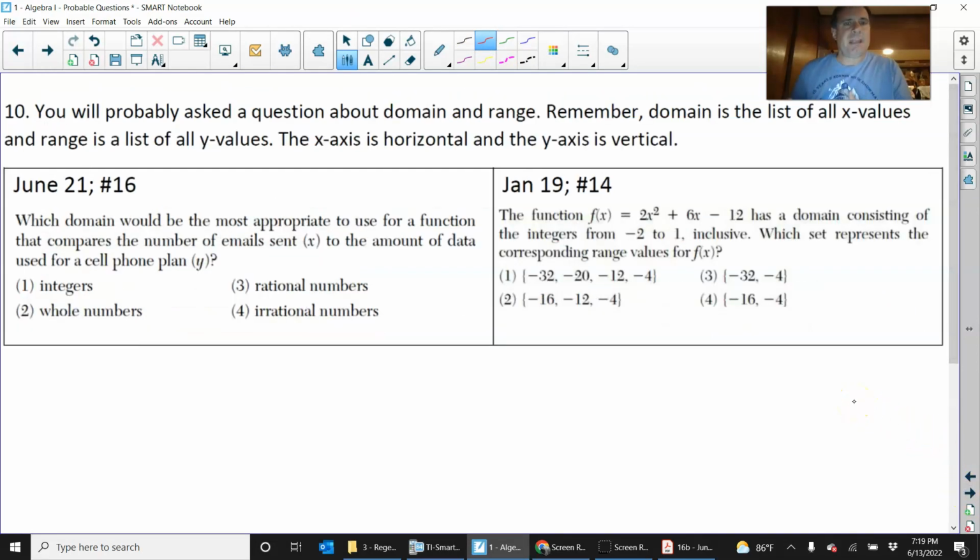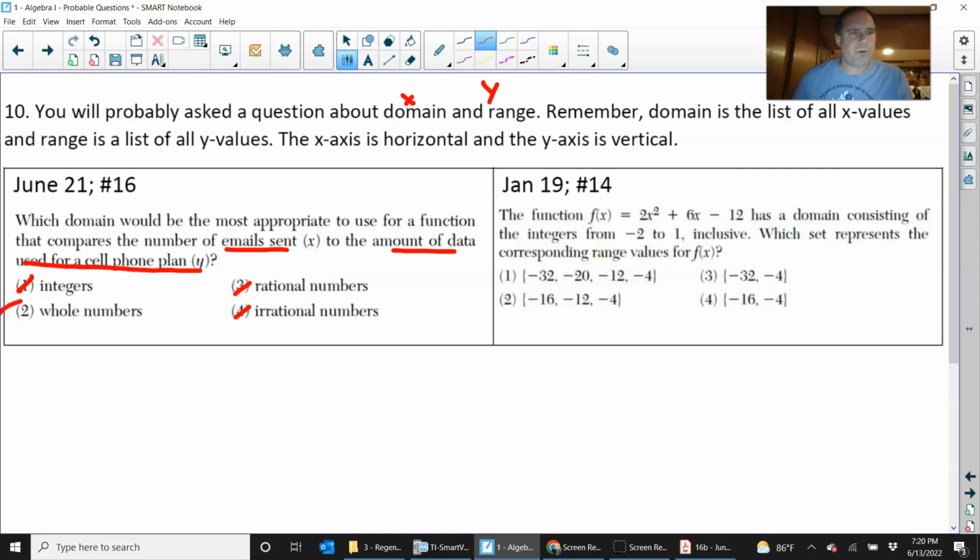Number 10, you'll probably be asked questions about domain and range. Remember, domain is the list of x and range is the y. Which domain would be appropriate for the function that compares the number of emails sent to the amount of data that the cell phone uses? So, would it be integers? No, because negative emails sent? No. Rational numbers could be terminating decimals. Irrationals, no. Whole numbers would be most appropriate. 1, 2, 3, 4, 5, 6.